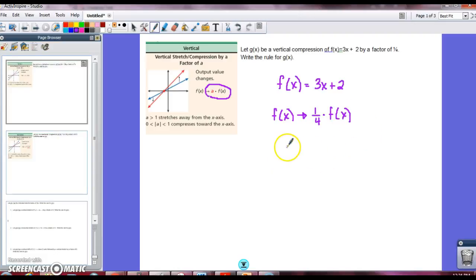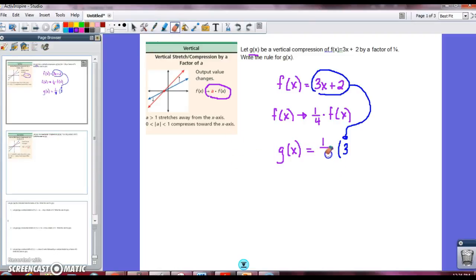So my new function is g of x, because it said that, g of x there. So I'm taking 1/4 and I'm multiplying it by f of x. F of x is equal to this, so that's what goes here. I end up with 1/4, and then in parentheses, 3x plus 2. So I'm multiplying my entire function by 1/4.